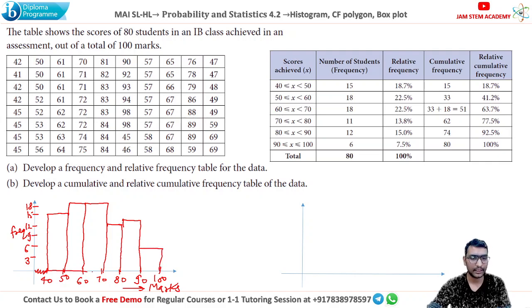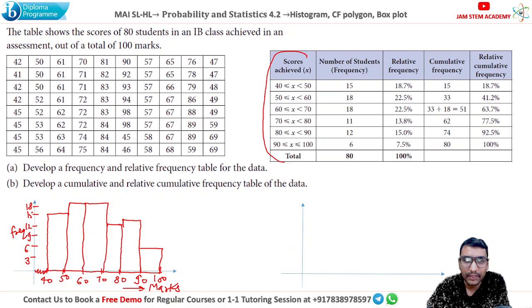So this is the histogram. The widths are the same here; in this case the widths are 10, 10, 10, 10, 10. Right? Okay, so in this way you can draw the histogram. Now, the next thing is how to draw the cumulative frequency polygon curve. For that, cumulative frequencies need to be calculated.